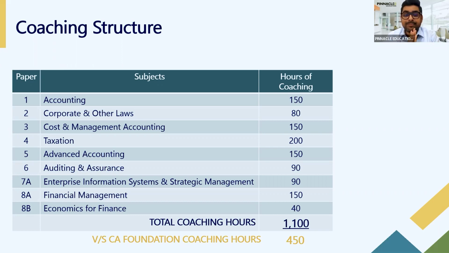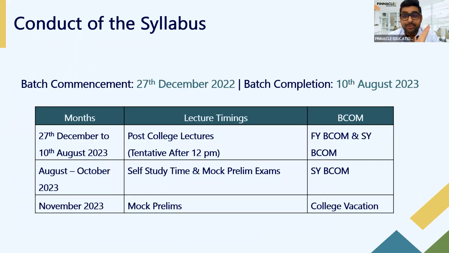Okay. So if you look at the coaching hours all put together, it's at least 1100 hours. This is a minimum I'm saying of coaching time within the classroom. Your self-study time is absolutely over and above this. And compare this with your CA Foundation hours, which were about 450. So like I said, it's actually more than double the time and more than double the effort that you need to really put in. Okay. So how do we begin?